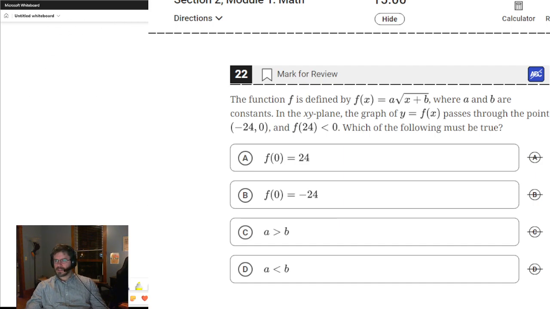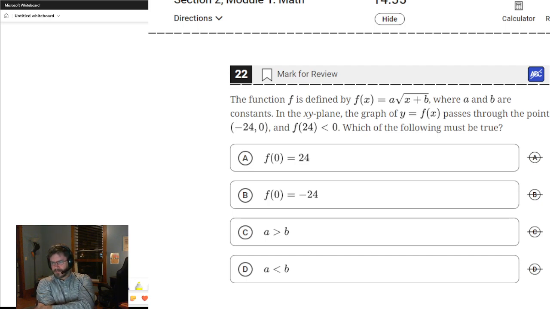Next one, function f is defined by this stuff. A and b are constants. So many people that I work with get hung up on the fact that they say a and b are constants. That just means that they're a number. It doesn't mean anything significant here. It just means they're a specific number. And we might need to find out what those numbers are, but we don't particularly care right now.